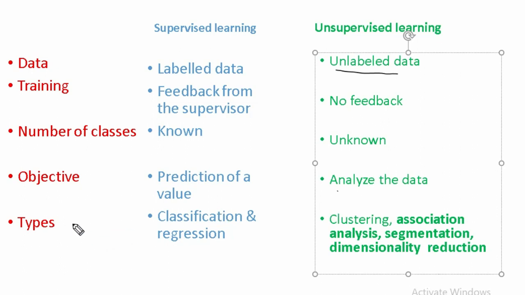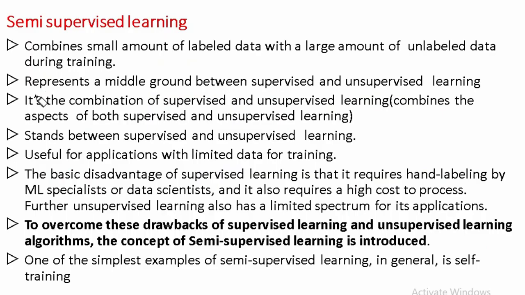Now, types. In supervised learning, the basic types are classification and regression, while in unsupervised learning, the types are clustering, association analysis, segmentation and dimensionality reduction. So I hope students it is clear to you. Now let us move on to semi-supervised learning.